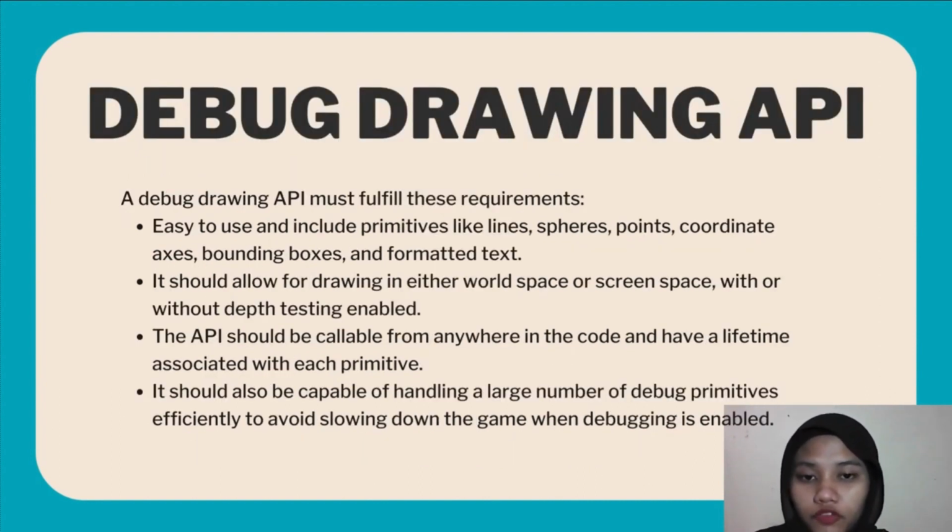A debug drawing API must fulfill these requirements. It needs to be easy to use and include primitives such as lines, spheres, and points. Besides that, it should allow drawing in either world space or screen space. Plus, the API should be callable from anywhere in the code, and it should also be capable of handling a large number of debug primitives.